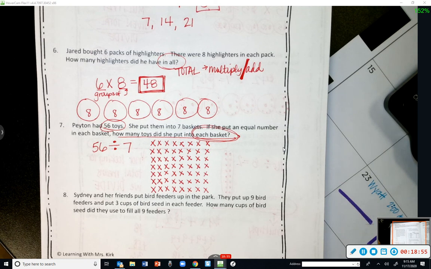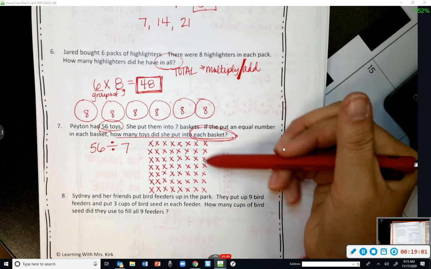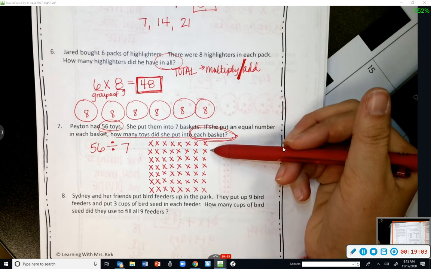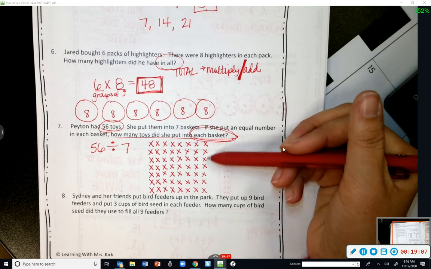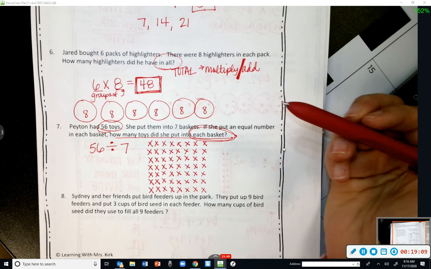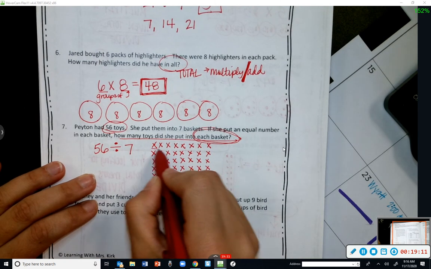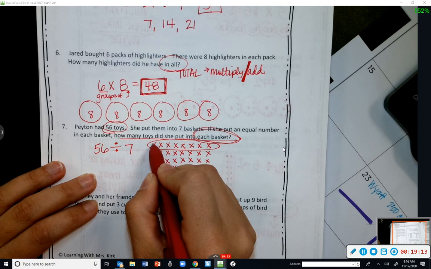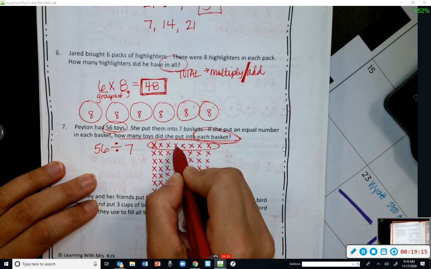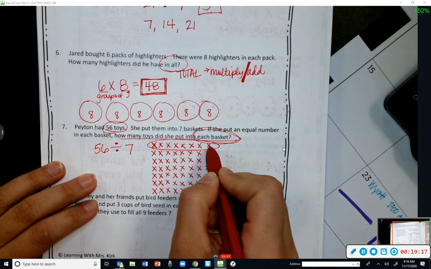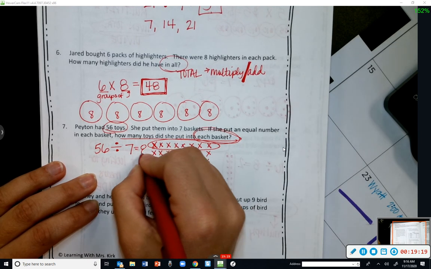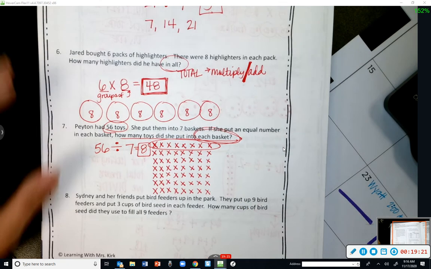Should your rows and columns be equal, class? Yes. If you end up with 3 little stragglers right here, then you must have done something wrong. You need to start over, okay? All of the rows need to have the same amount. All of the columns need to have the same amount. Okay, now I count. There's 1, 2, 3, 4, 5, 6, 7, 8 in the row. So 8 was your answer on that one.